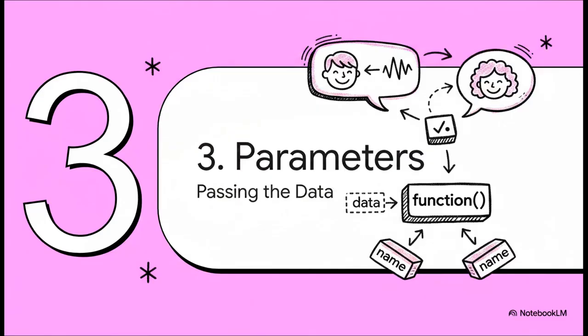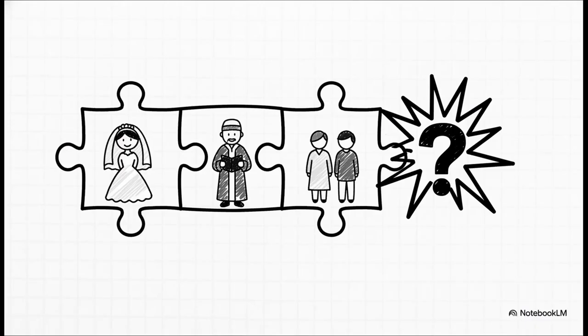Moving right along to Section 3, parameters, passing the data, giving instructions. Having a basic function is great, sure, but what if you need it to actually adapt to different situations? Like, what if you want to say, hello, John, and then, hello, Sarah, without writing 2 entirely separate functions?